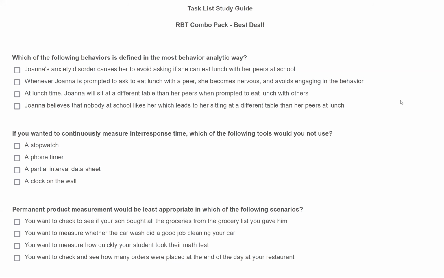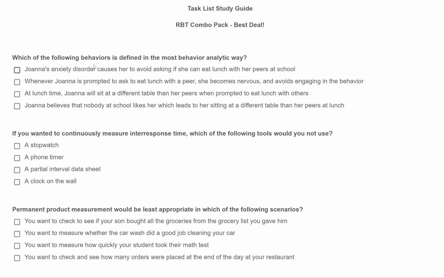So let's take a look. If you look at A, Joanna's anxiety disorder causes her to avoid asking if she can eat lunch with her peers at school. The issue here is, and what we see a lot, especially from stakeholders, is you blame the lack of skill or the occurrence of a behavior on the actual disability or disorder. We don't do that, right?